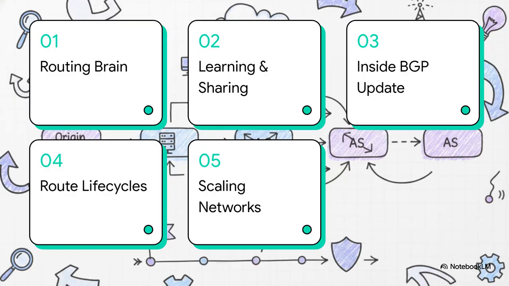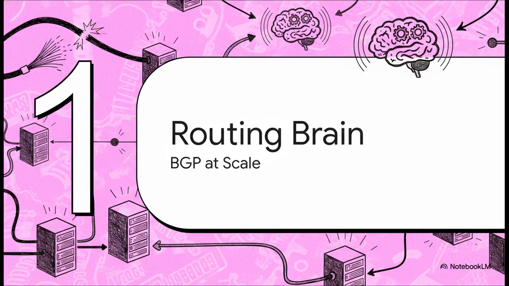Okay, let's dive into this. To really wrap our heads around how this works, we're going to follow a logical life cycle. The internet's routing brain, learning and sharing routes, inside the BGP update, managing route life cycles, and then finally, scaling massive networks. Starting off with Section 1, the internet's routing brain.